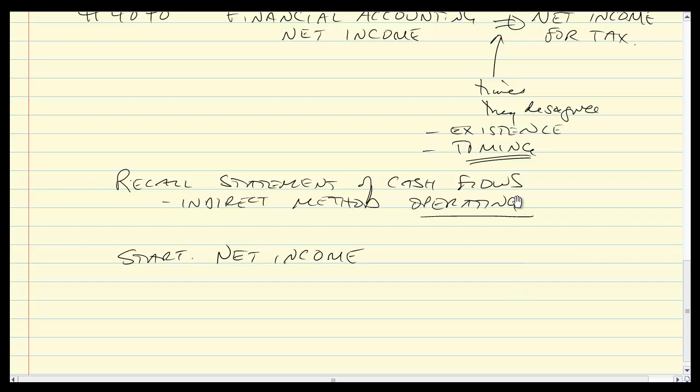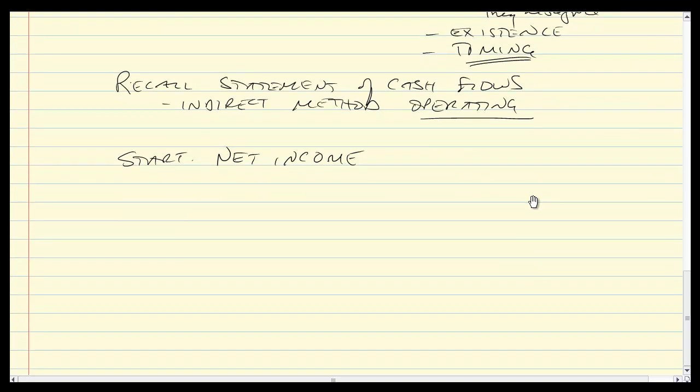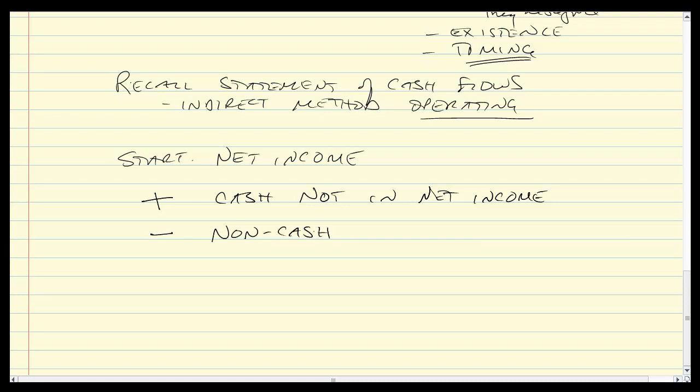And then, again, my paraphrase, but hopefully this will not harm you in any way, we add cash items that's not in net income. So what we're saying is we're not going to start from zero and build up. We're going to start from net income, but we're going to add some things in that financial account that our cash has come in, but financial accounting hasn't counted it as income yet. So we're going to need to add those in. And then, of course, we're going to need to take out things that are in there, so non-cash, that is in net income.